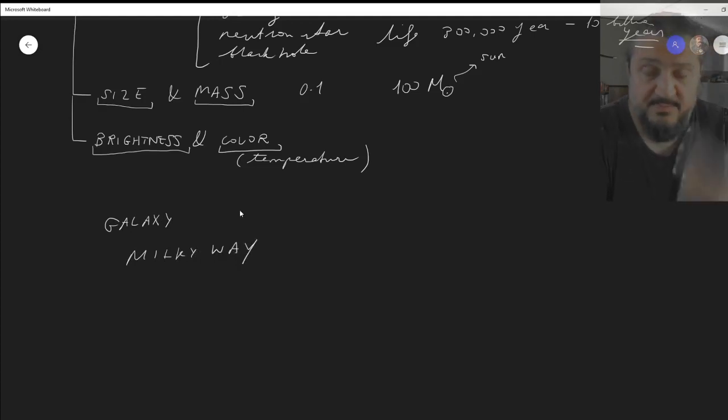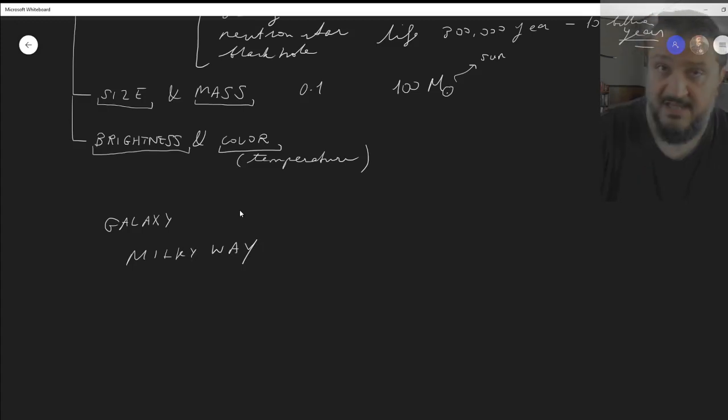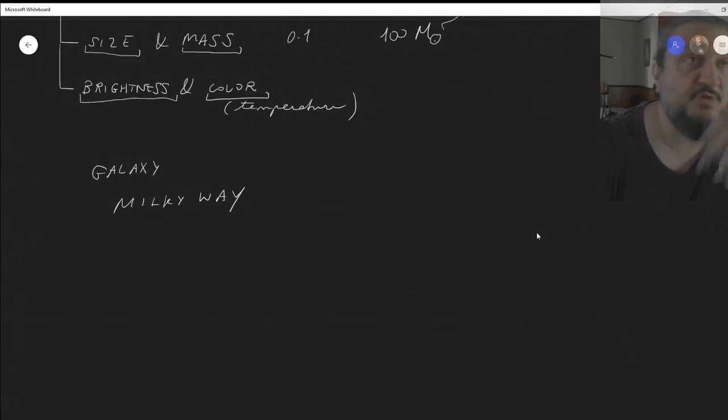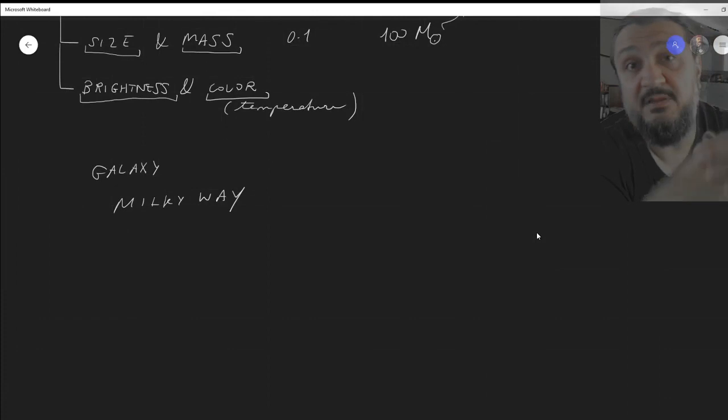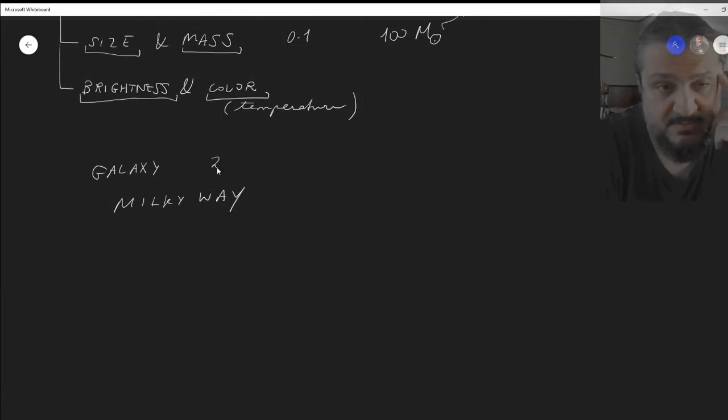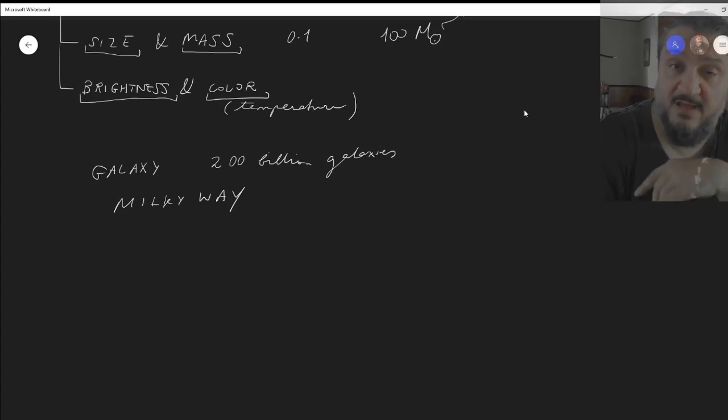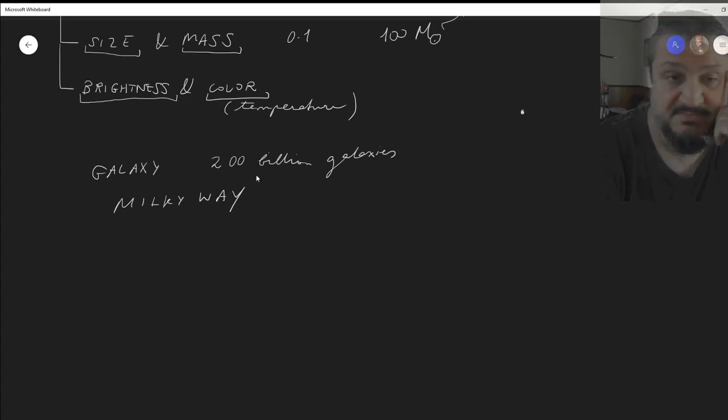Now we are inside the Milky Way, so we don't have a chance to look at it from outside, but we see other galaxies in the sky, and these were discovered in the 1920s and 30s. It is estimated that in the observable universe there are maybe 200 billion galaxies. It may look like a dot in the sky, but that dot contains 200 or 400 billion stars.